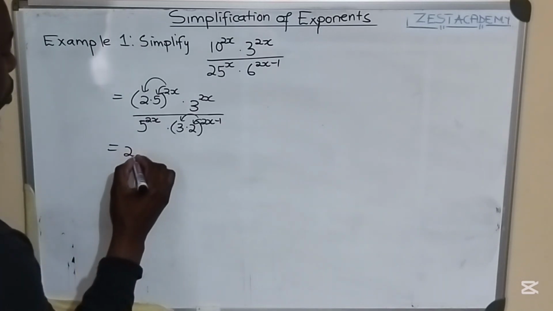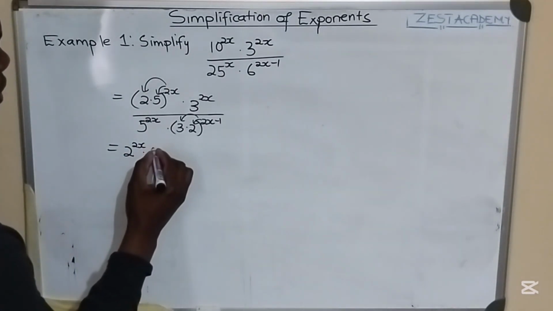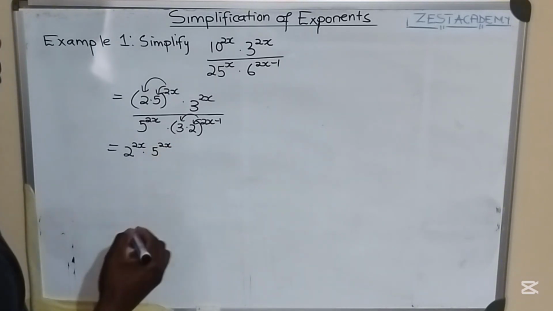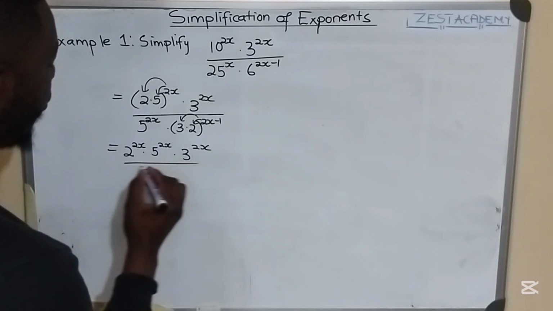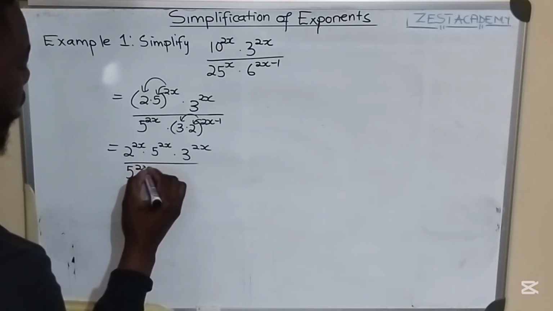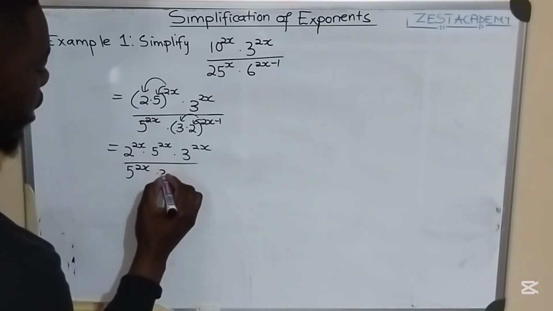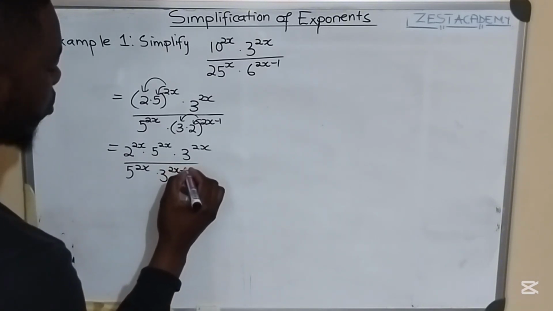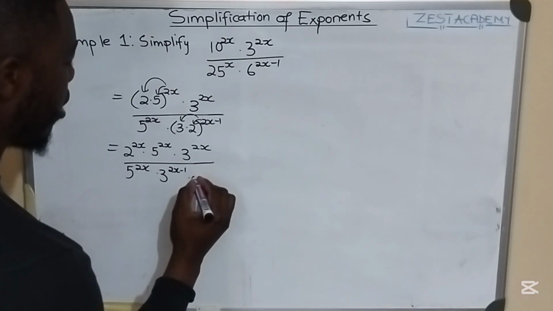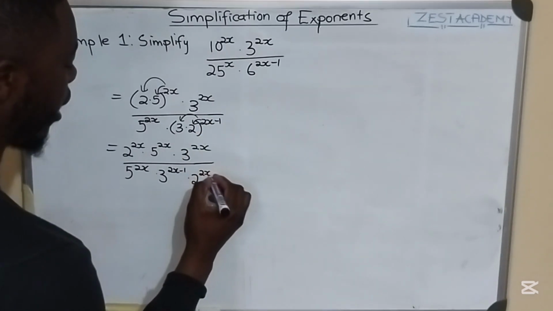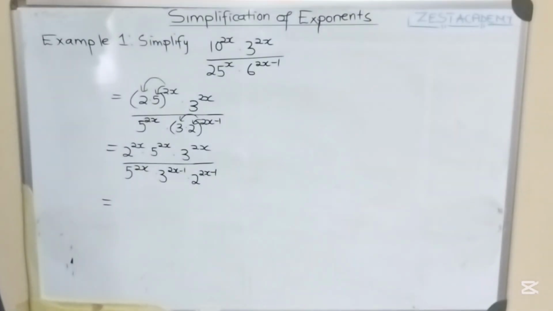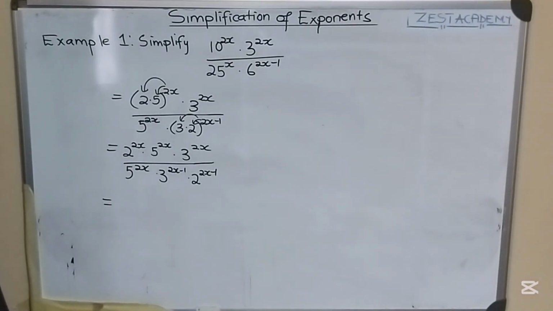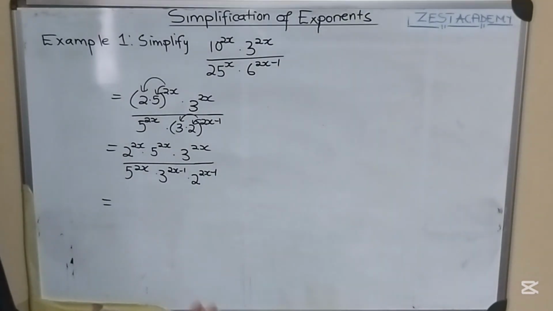We obtain 2 to the power of 2x times 5 to the power of 2x, and then 3 to the power of 2x, all that over 5 to the power of 2x, and then 3 to the power of 2x minus 1 times 2 to the power of 2x minus 1. Then from here we apply our laws. I forgot how I numbered the laws, but then we can just apply.